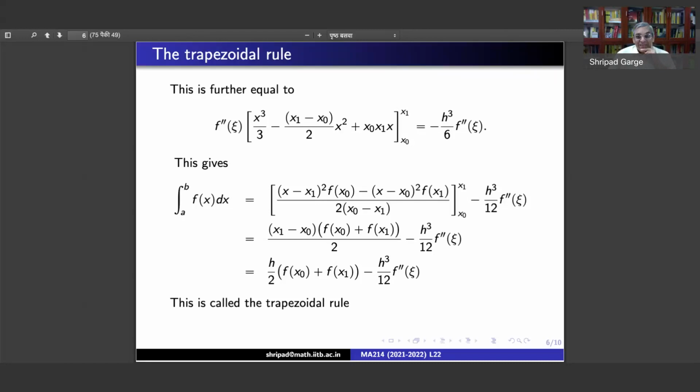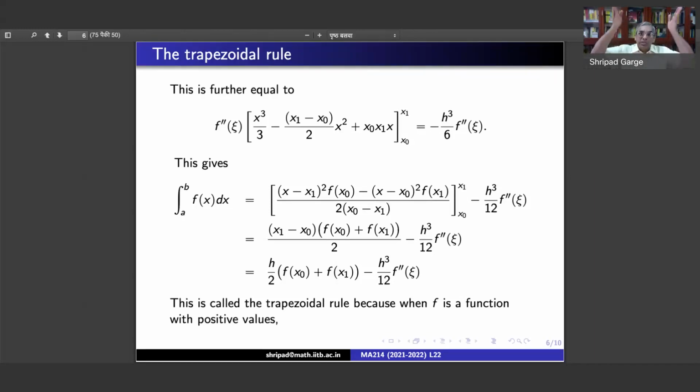So why do we call it the trapezoidal rule? That's because whenever you have a function whose values are all positive, so it would be above the x-axis, then you are going to join these 2 points, x naught, f of x naught and x1, f of x1 on the graph, and draw the straight line segment connecting these 2 points, draw 2 verticals, and then you have the x-axis below. So it's the area of that part which is the trapezoid. So then the integral is approximated by the area of a trapezoid. That's why this is called the trapezoidal rule.